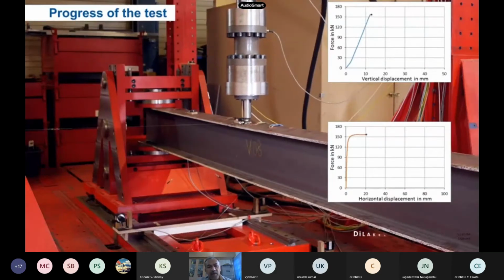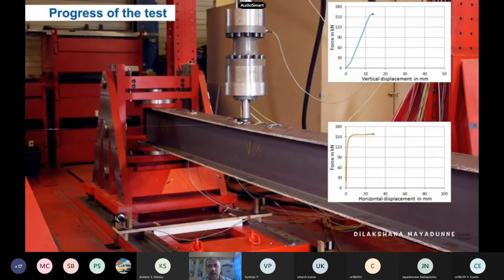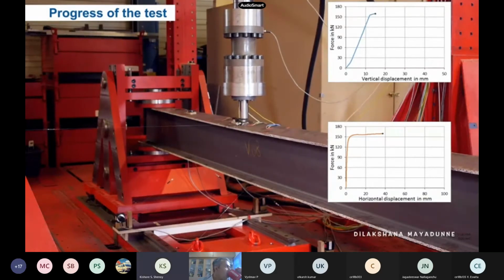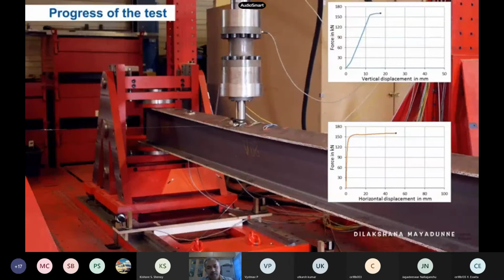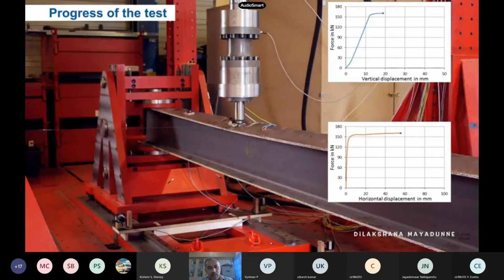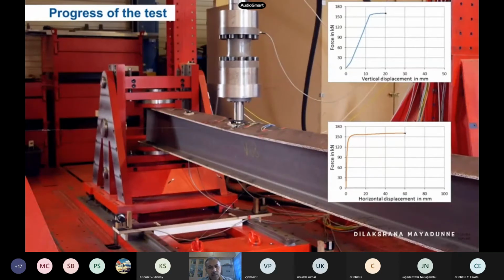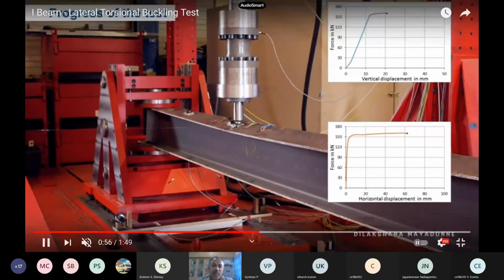Now the beam is going in which direction? Vertical or horizontal? Horizontal. So see here, the horizontal displacement is increasing like anything, the lateral displacement. So you can see the mode shape also, how the beam is buckling here.